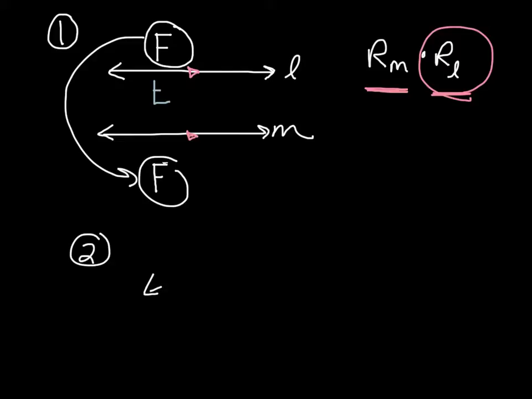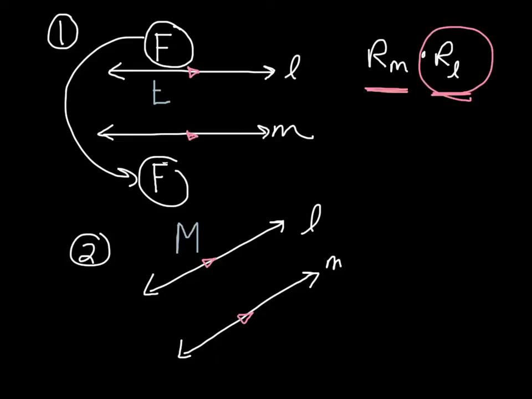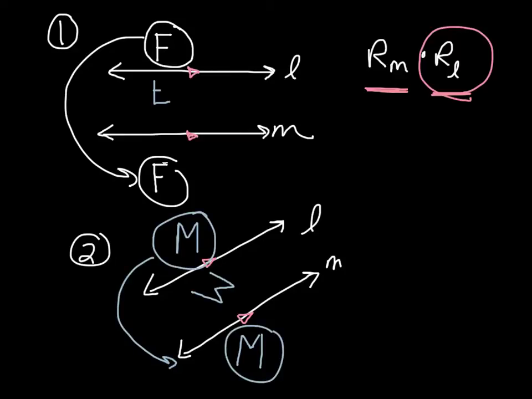Number 2, we know that these lines are parallel, and we want to reflect the letter M. Now, if you reflect the letter M over line L first, it would look something like that. And then if you reflected this again, it would look like that. And your original letter to your image, you'll notice, is just a translation.